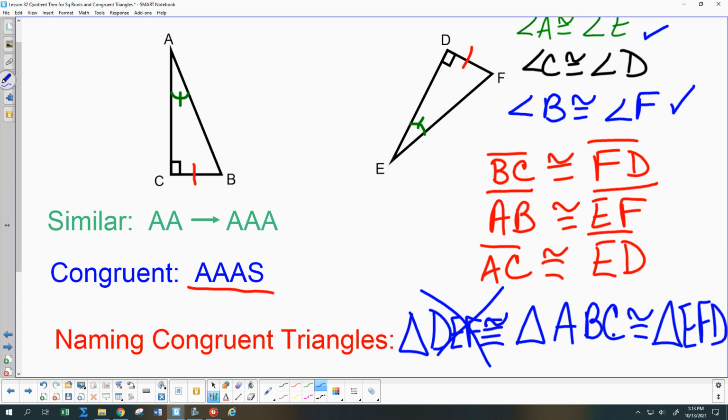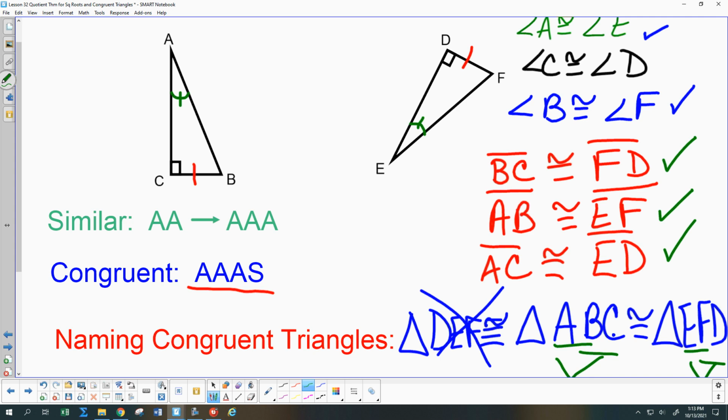Once you have these written, that also tells us first two letters, those are corresponding sides, AB and EF. Last two letters, BC and FD, those are corresponding sides. First and last, AC, first and last, ED, those are corresponding sides. So you see how you have to be careful when you write those statements.